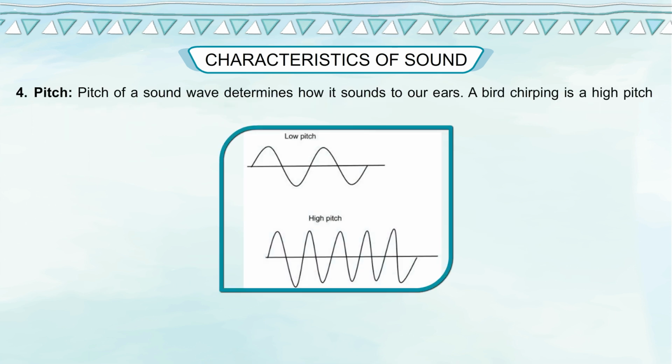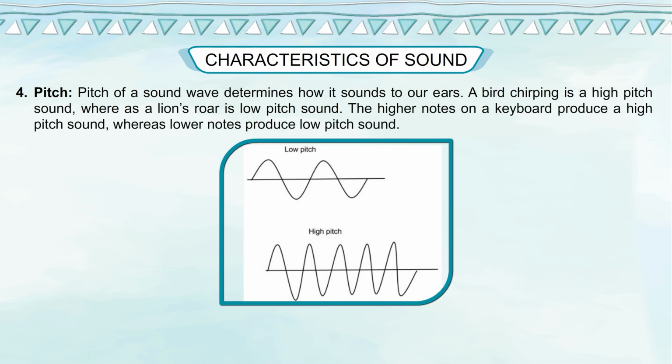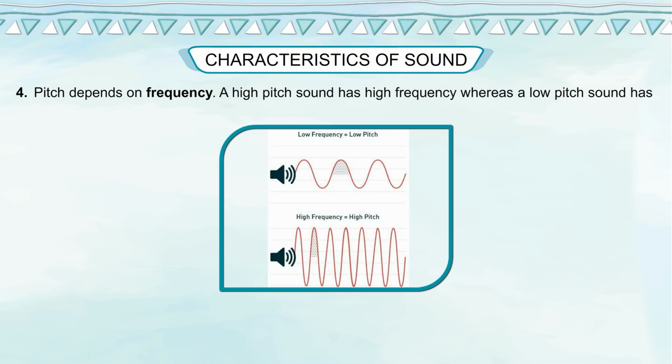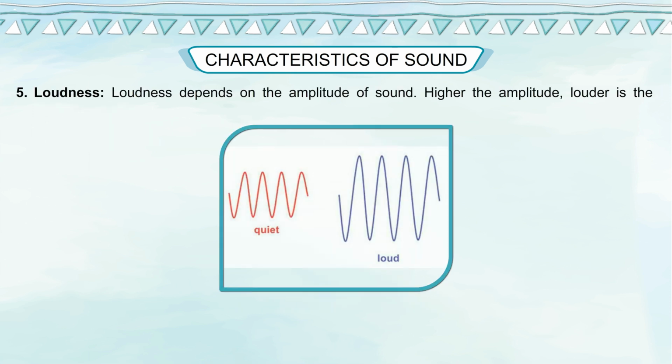Pitch. Pitch of a sound wave determines how it sounds to our ears. A bird chirping is a high-pitched sound, whereas a lion's roar is a low-pitched sound. The higher notes on a keyboard produce a high-pitched sound, whereas lower notes produce a low-pitched sound. Pitch depends on frequency. A high-pitched sound has high frequency, whereas a low-pitched sound has lower frequency. A sound with high pitch is shrill, whereas a sound with low pitch is dull.